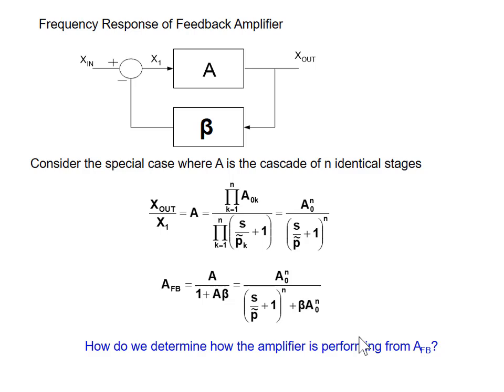Next thing I'm going to do is look at the feedback gain. It's A over 1 plus A beta. So if I put in a single pole amplifier model for the device, and I assume that the amplifiers are identical, putting identical stages together, the gain with feedback is then A0 to the n, divided by (S over P tilde plus 1) to the n, plus beta A0 to the n. Why would I want to make the gains the same? About the easiest way we can do it, isn't it? Make them all the same, make them big, cascade them together, and we get this really big gain.